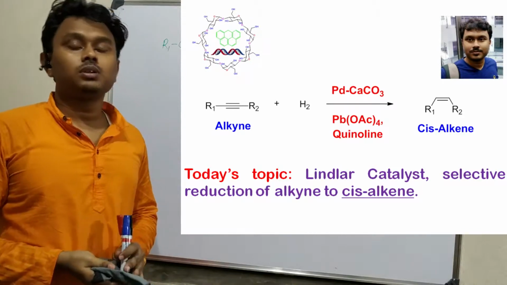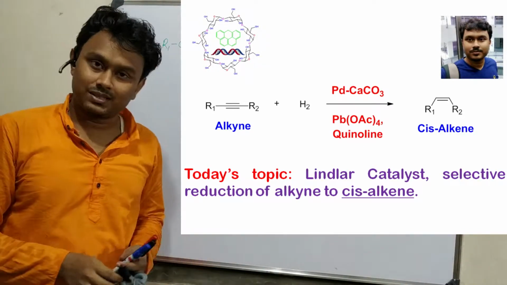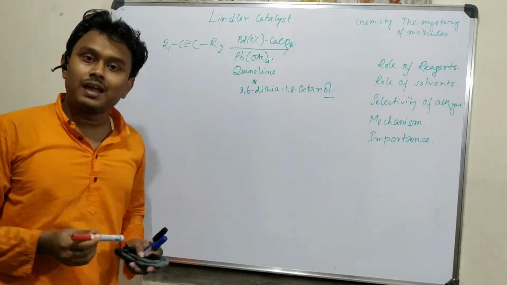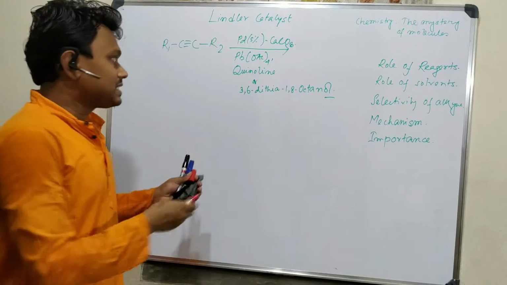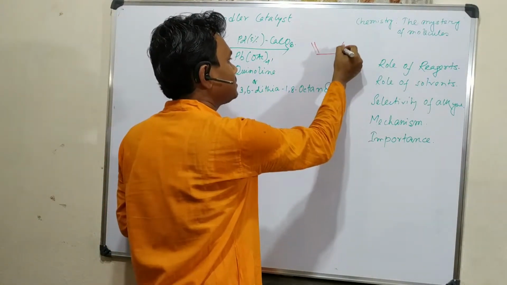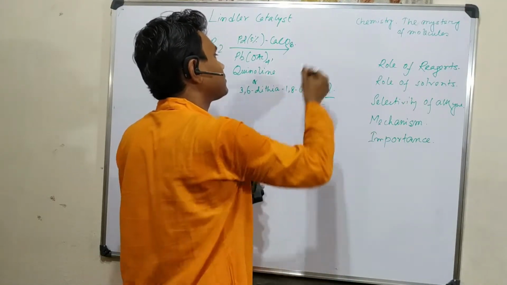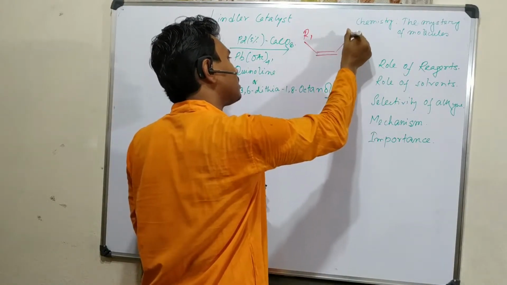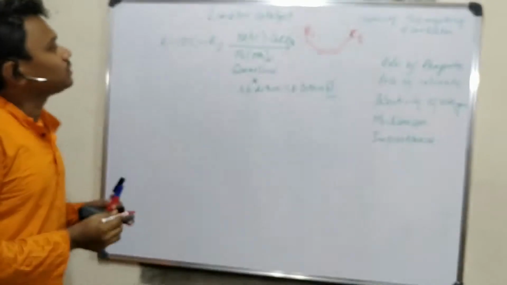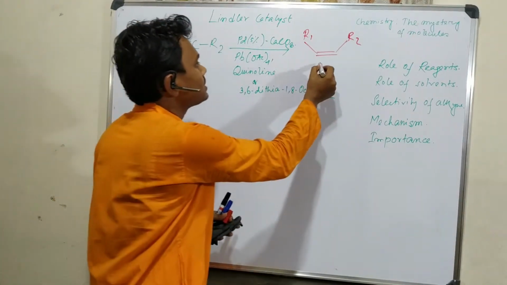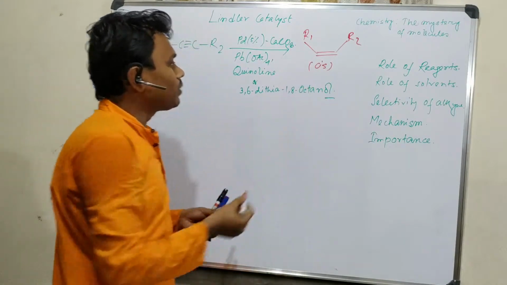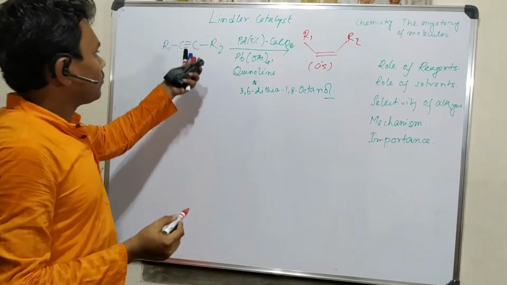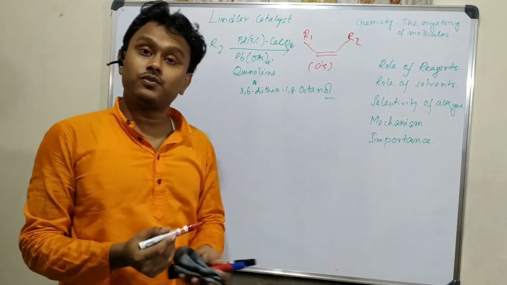So today we will learn about Lindlar Catalyst. This Lindlar Catalyst is a very useful catalyst for the conversion of alkyne into cis-alkene. Means, this is R1 and this is R2. So, in this chapter, we will learn the conversion of alkyne into cis-alkene. Why is this important? Because, generally, reduction of this alkyne into cis-alkene is very difficult.